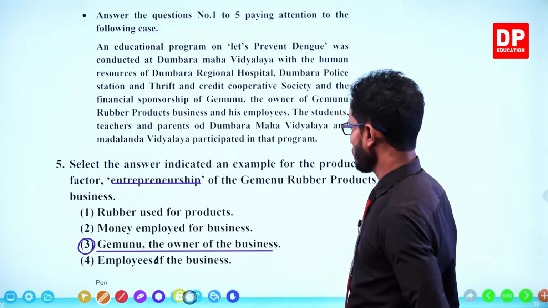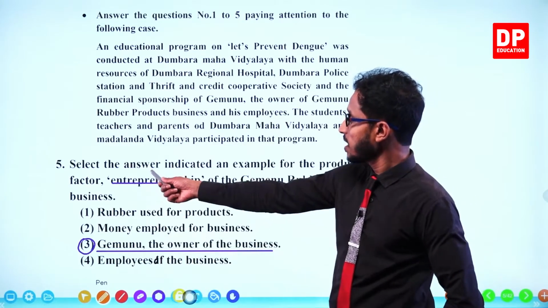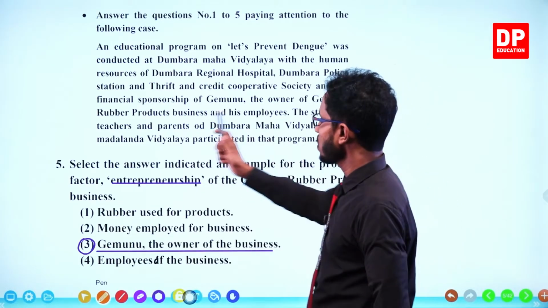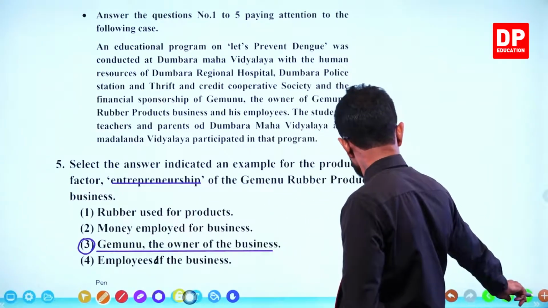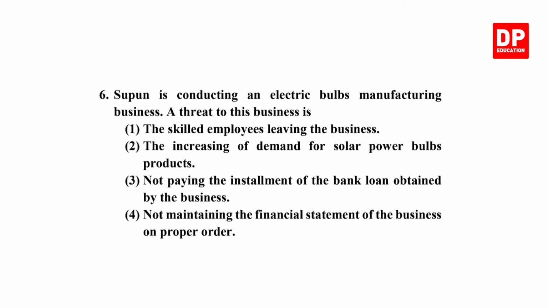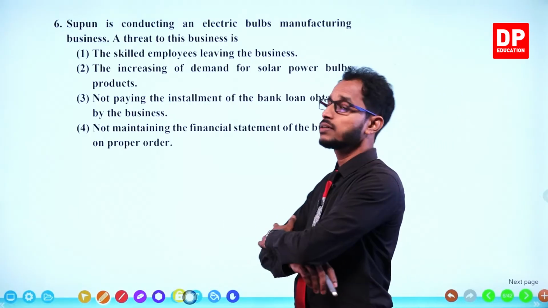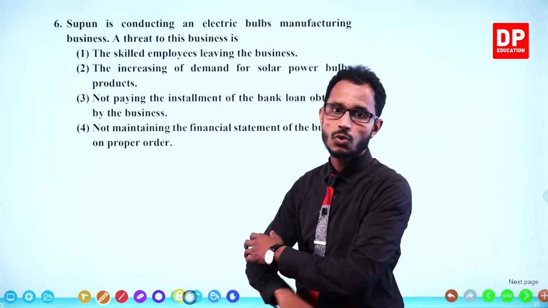That is the answer. Gamunu, the owner of the business, is the example for the production factor, entrepreneurship. Next. All right. Case is over.